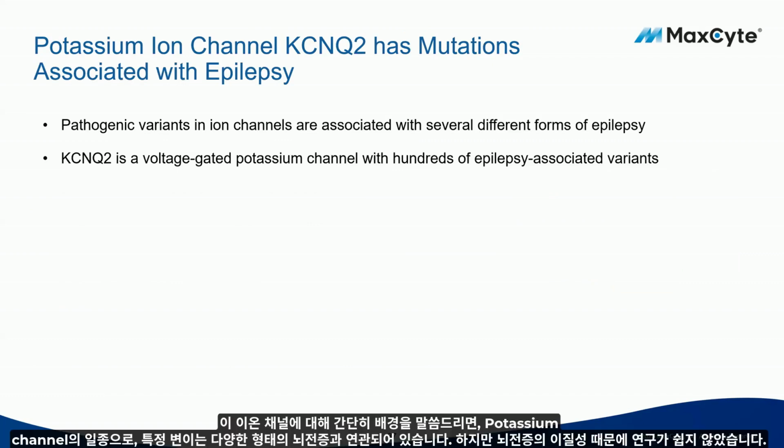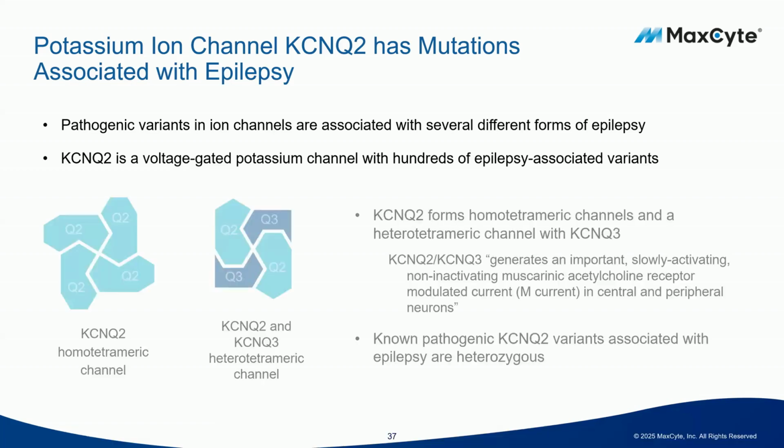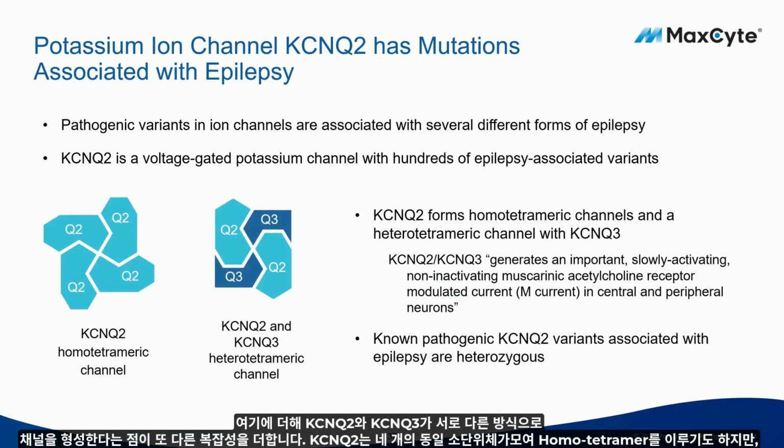And so a little bit of background on this ion channel. It's a potassium ion channel, and there are some variants of it associated with different forms of epilepsy. But because of the heterogeneity in many different types of epilepsies, it's been difficult to study. Another wrench in the plan is that the two different types, KCNQ2 and KCNQ3, can form different channels.